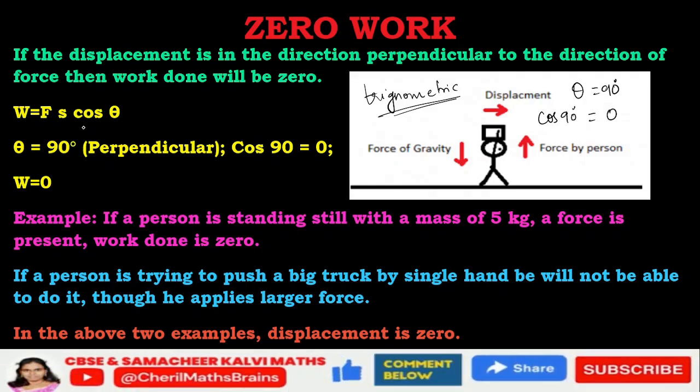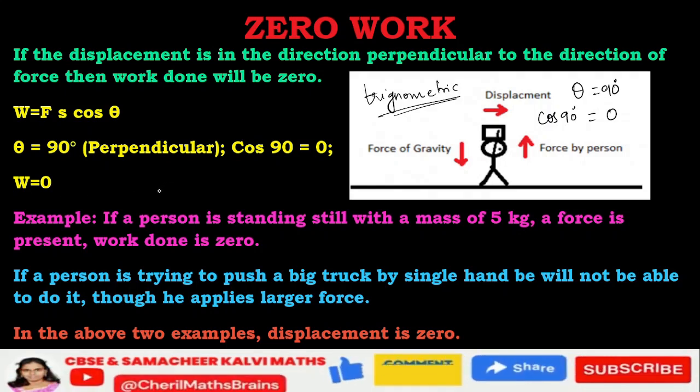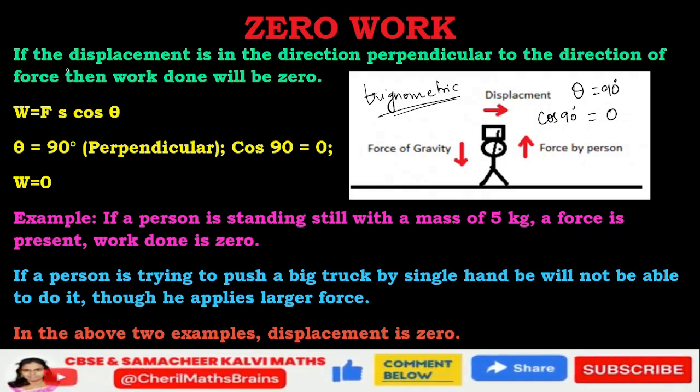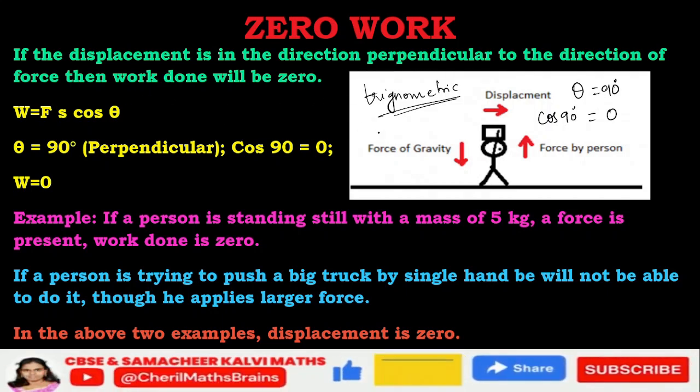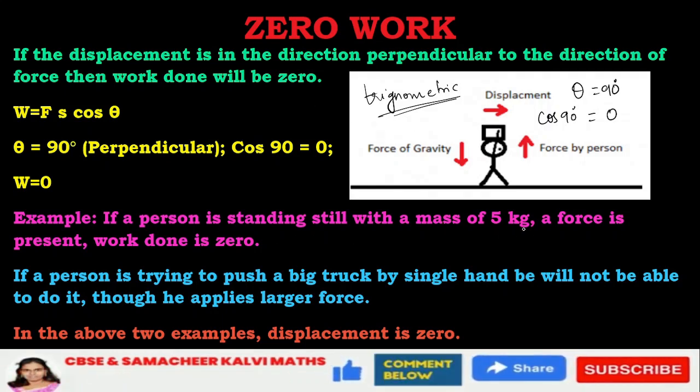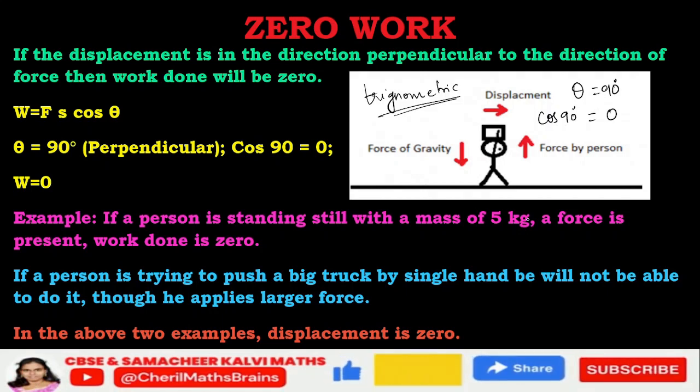Okay, so you have this in the multiplying factor. So f into s into cos theta. So when it is going to be 90, your cos 90 is 0. Okay, so if it is 0, the work done is also going to be 0. So you can say that if the displacement is in the direction perpendicular to the direction of the force, then work done will be 0. So if a person is going to stand with a heavy weight, okay, heavy mass, then you can say that force is there but work done is going to be 0.